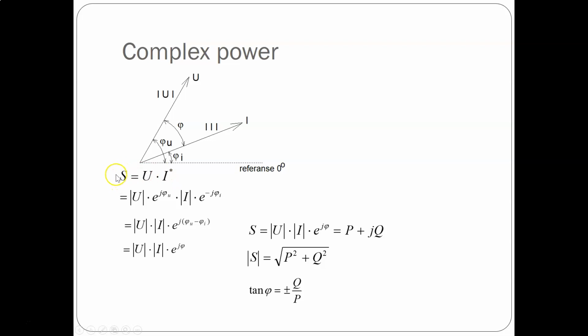So the complex power can be defined as the voltage times the complex conjugate of the current. That means that we are changing the sign of the angle of the current. If we did not change the sign of the angle, we would have phi U plus phi I, and the vector would actually be different. It would not be the correct power, because we need the angle between the voltage and the current. So you get phi U minus phi I, and then this will be the expression for the apparent power, the total power in the circuit.